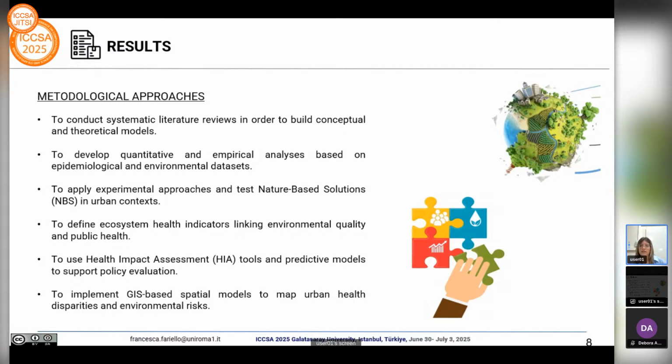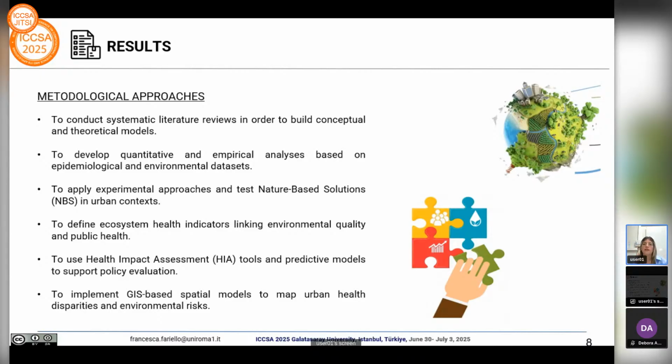Another relevant methodological block includes the use of geographic information systems. These tools are applied to map risk factors, explore spatial inequalities, and support scenario-based planning. Combined with remote sensing technologies, they allow researchers to monitor urban changes and their impacts on health in real time. Several contributions also adopt experimental approaches such as pilot projects and intervention-based studies.